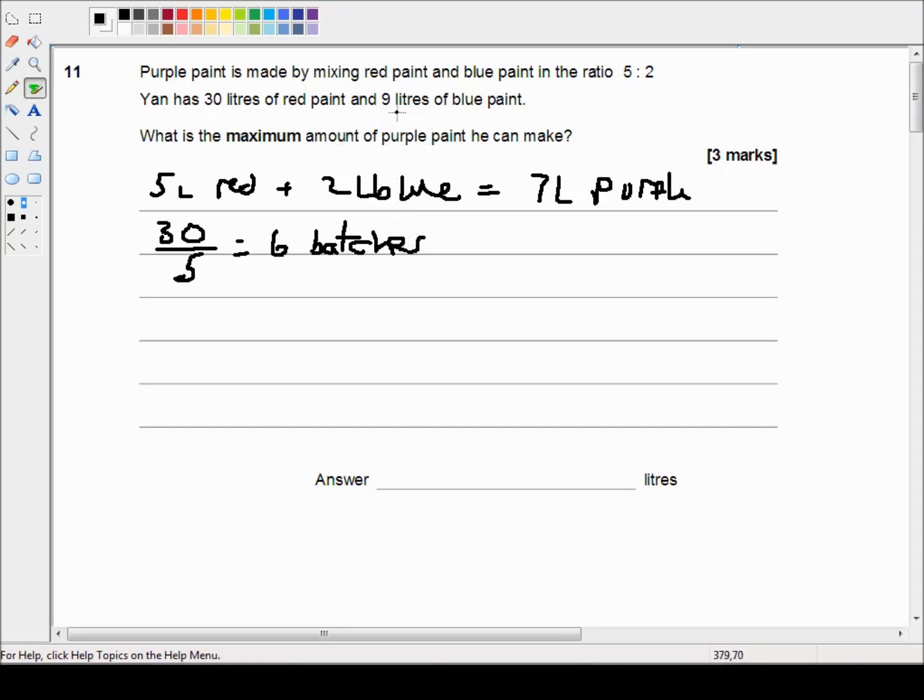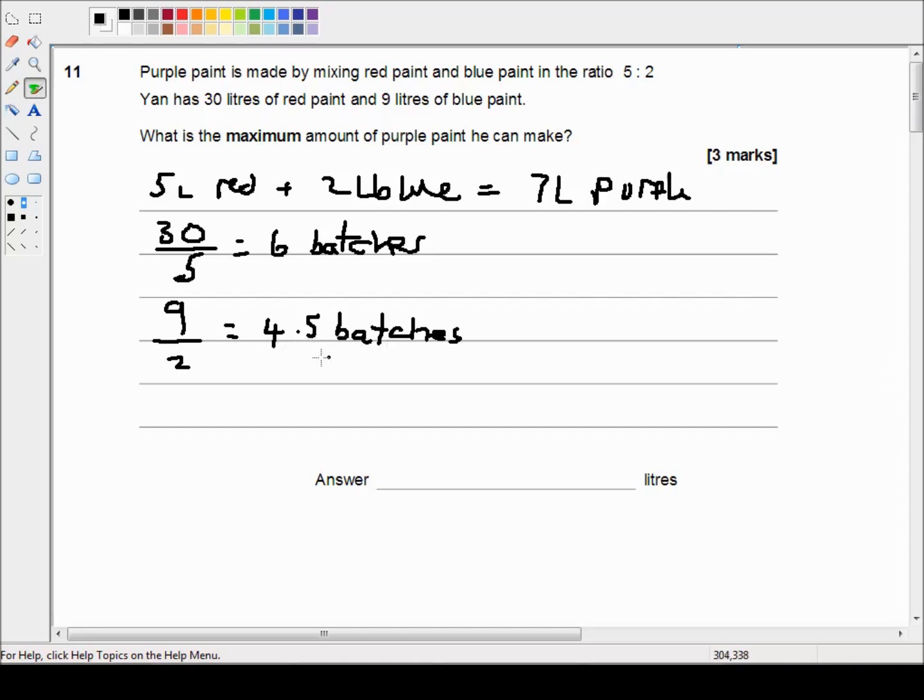Okay, so what about his blue paint? Well, he's got 9 litres and he's using 2 litres for a batch. So 9 divided by 2 is equal to 4.5 batches. And if you didn't know that, you can just use a calculator. So he can make 4.5 batches of purple paint.